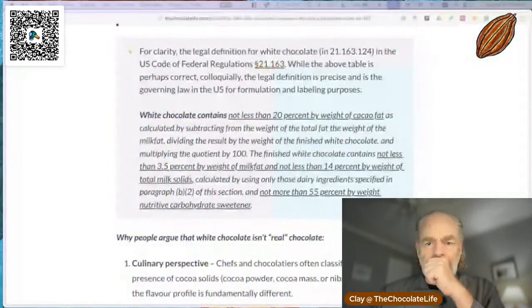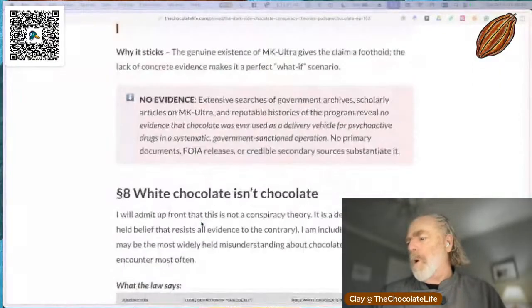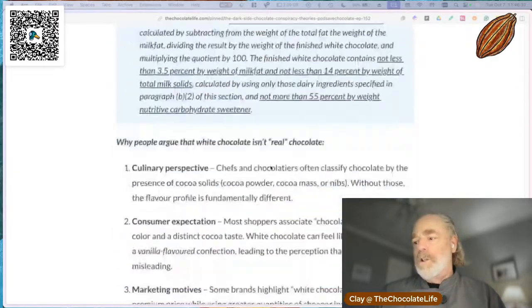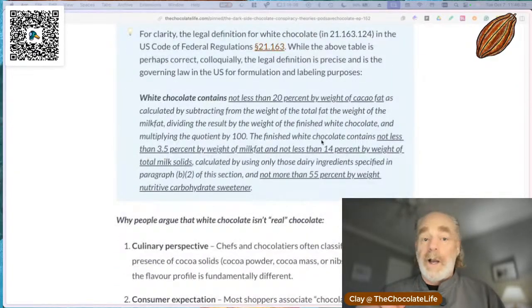You can hold that delusion, but the facts are, as I pointed out earlier, what is a delusion? A delusion is a tightly held belief, a closely held belief that resists all evidence to the contrary, right? All you have to do if you're here in the US is go to CFR 21.163.124, and you can say, oh my gosh, white chocolate is really a thing, right? Here in the United States.